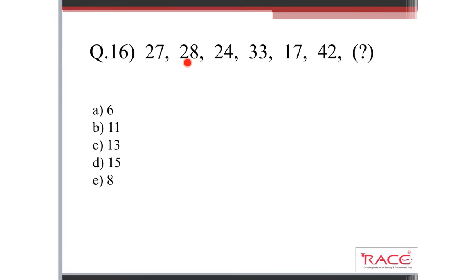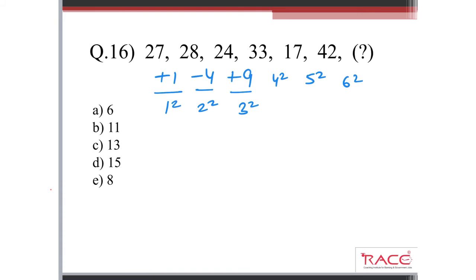Here the values are increasing, decreasing, increasing, decreasing. So in this case, just find out the difference. The first difference is plus 1, then minus 4, then plus 9. All the values are square values: 1 square, 2 square, 3 square, this will be 4 square, this will be 5 square, this will be 6 square. So plus, minus, plus, minus, plus and minus.